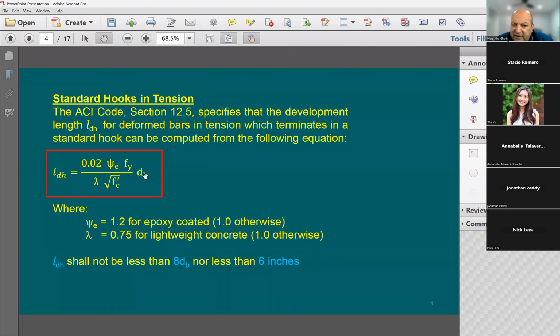Times dB, the bar diameter that you're trying to splice or provide a hook for. And lambda is going to be 0.75 for lightweight concrete. Otherwise, you just use 1 for normal weight concrete. Divide by square root of f prime c, and also this is going to be in psi. So let me put here a couple of notes. I'm going to say this is going to be here in psi. Just be sure that psi in here and in here.